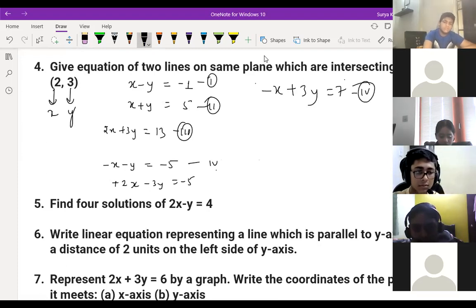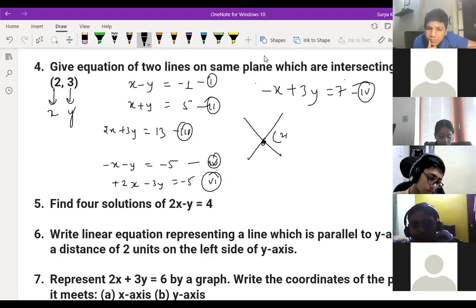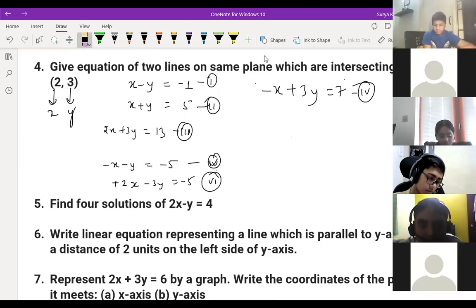Okay. So children, there are 6 equations over here. You can take any 2 equations and try to solve at home. Both will intersect at a point, and that point will be 2 comma 3 only. Understood? Yes, sir. Here we have written 6 equations. Try it with any 2 of the equations at home. You will get those 2 intersecting lines will meet at 2 comma 3 only. Understood?